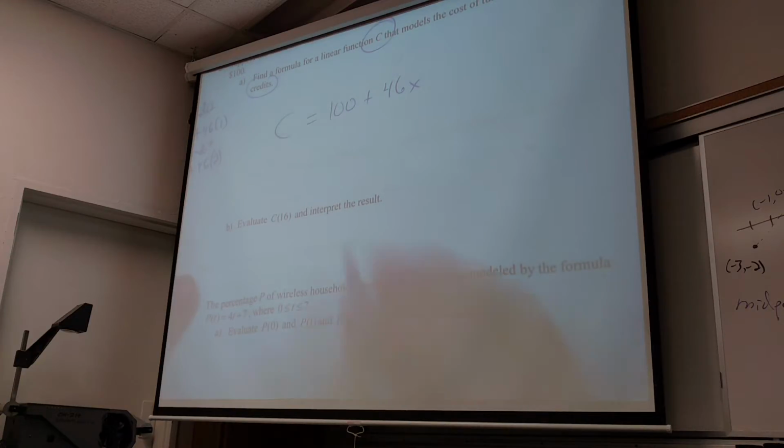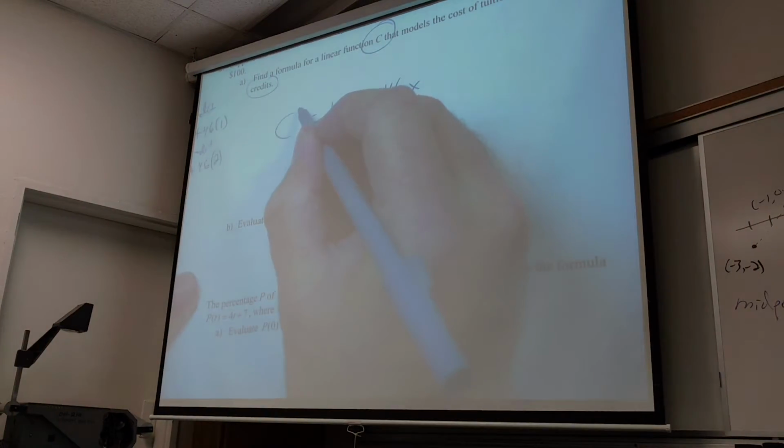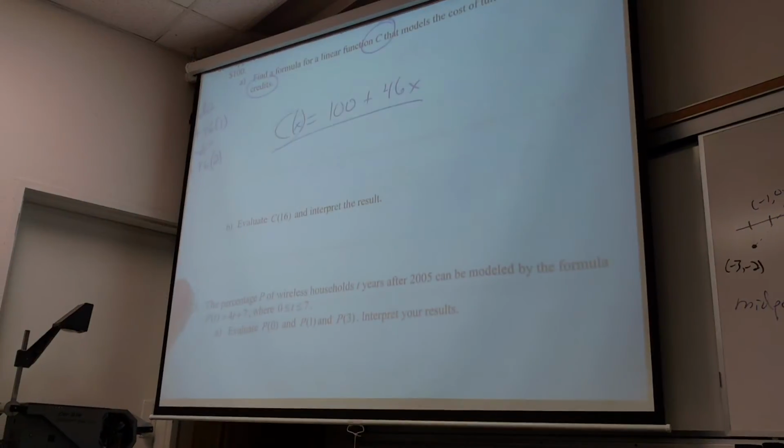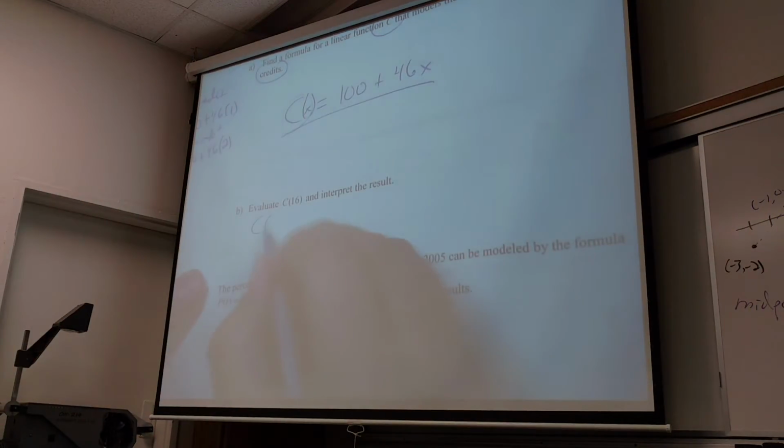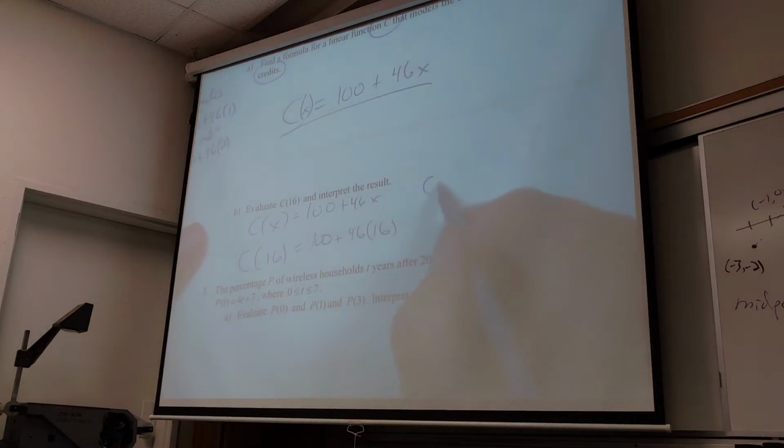Alright. So this can really be written more functionally as C of x. I use C because that means cost, right? So C of x is 100 plus 46x. So what's C of 16? 100 plus 46 times 16, but you just plug a 16 in, right? 736.